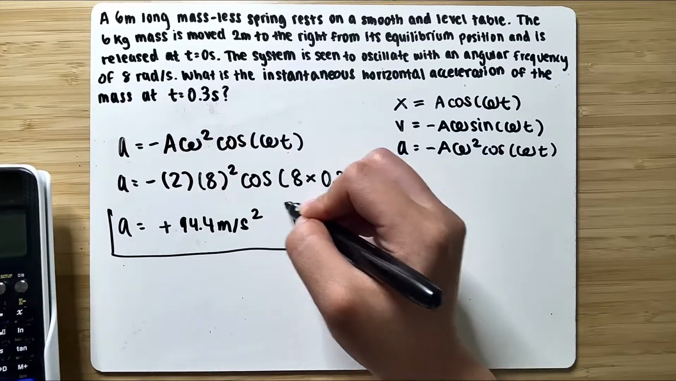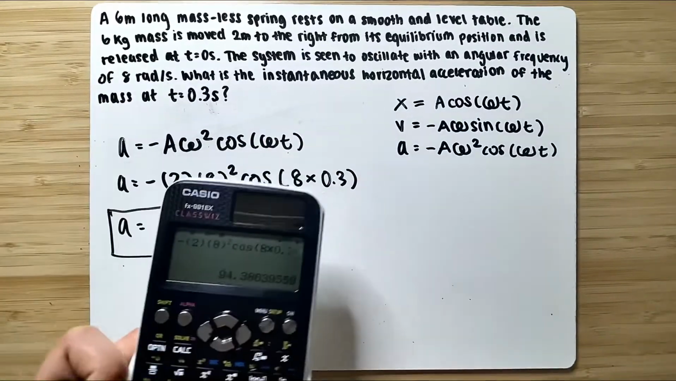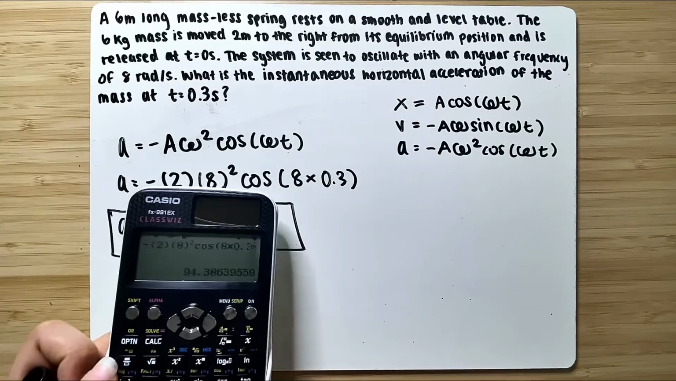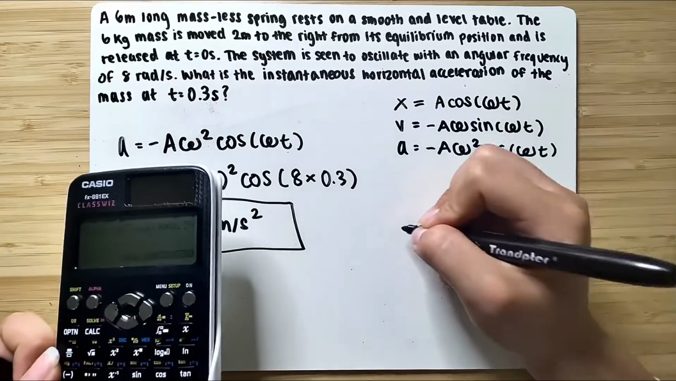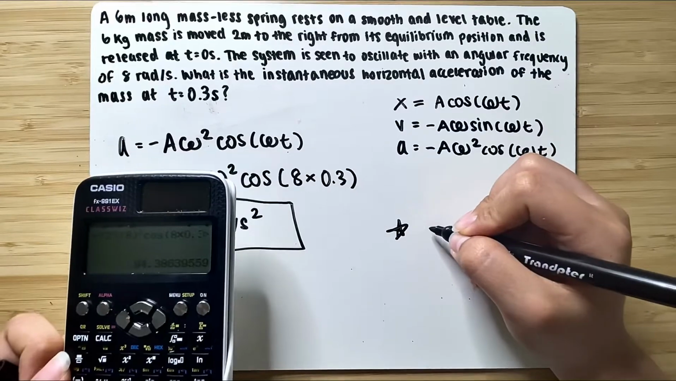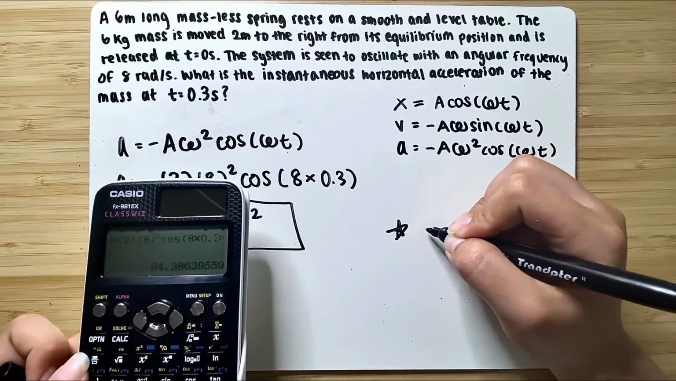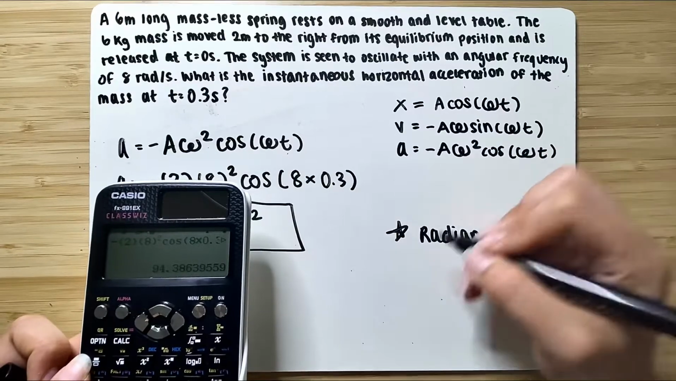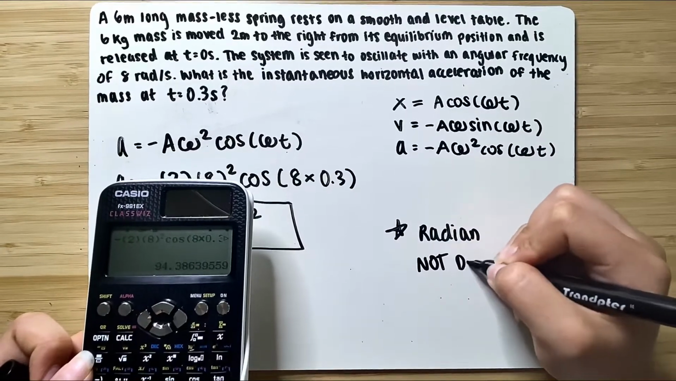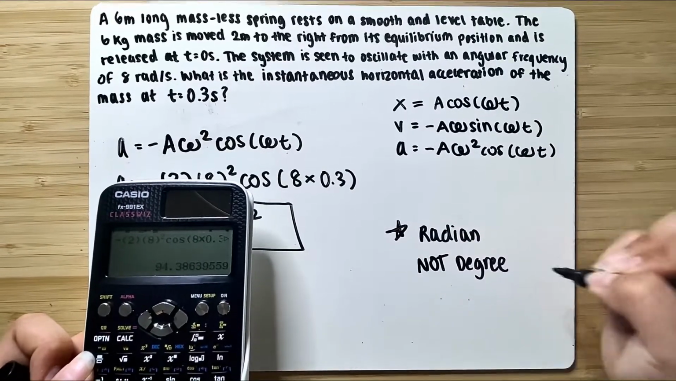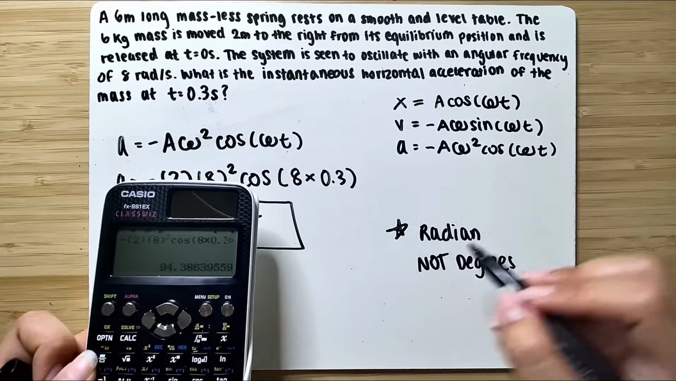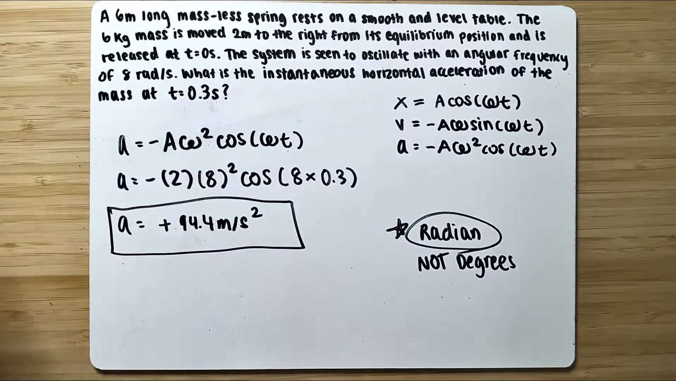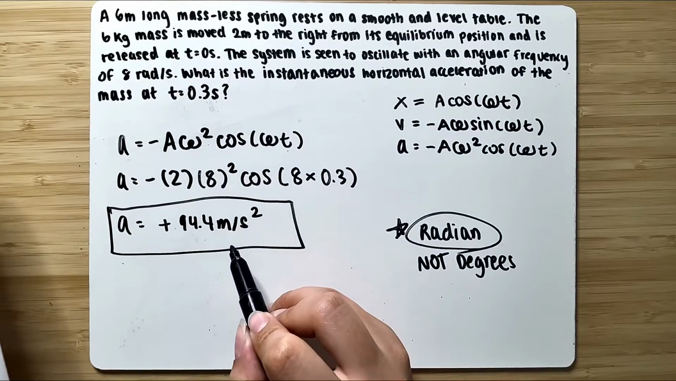All right, now here's the thing. Whenever you work with omega, make sure that you set your calculator to radians, not degrees, because if you do it in degrees, you'll be wrong. So make sure that your calculator is set in radians. And then this is the answer.